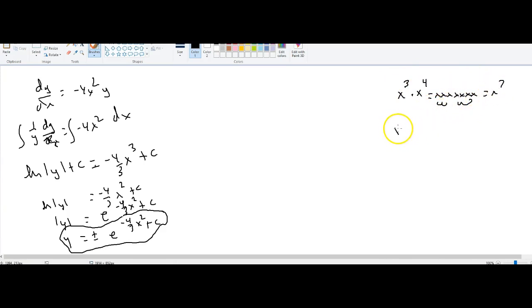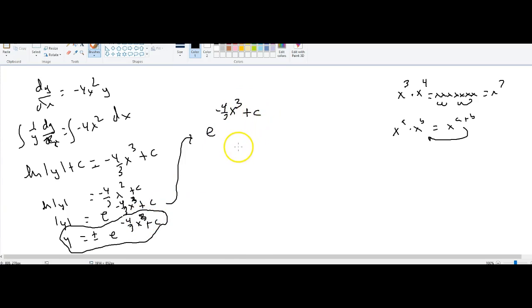So we learned a long time ago, x to the a times x to the b equals x to the a plus b. So let's look at this mess. The converse is true as well. x to the a plus b is equal to x to the a times x to the b. So let's look at this mess right here. Right here we have e to the negative 4/3 x to the third, that should be third by the way, plus c.